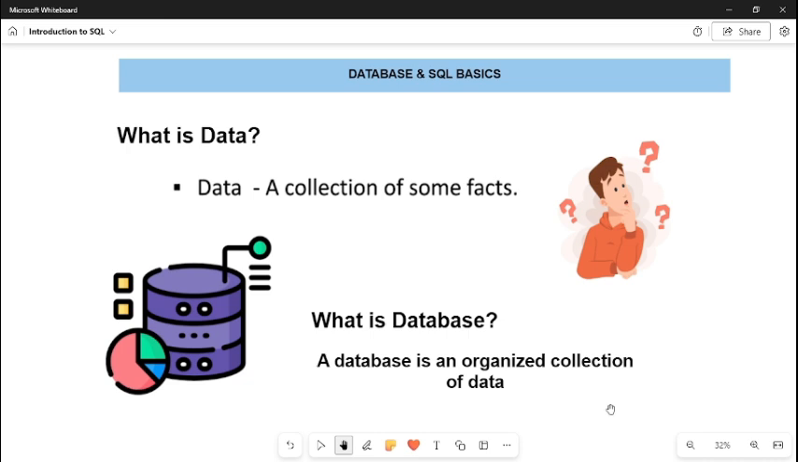Now what is a relational database, you will say? At a high level, I will explain: a relational database is where the data is stored in a tabular format, in the form of tables, whereas in a non-relational database, data is stored in key value pairs. So the data is a collection of facts, and what is a database? A database is an organized collection of data. So a database is where the data is stored in a structured way.